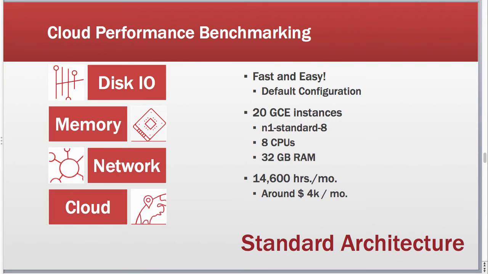So let's talk about some of the details behind our benchmark process. It was really exciting for me to see how easy this was to do. We were able to use a default configuration, no manual tuning whatsoever. We literally turned on 20 GCE standard sized instances. We used N1 standard 8s, which have 8 CPUs and 32 gigs of RAM. Running continuously, that would be nearly 15,000 hours a month, and we estimate that would be about $4,000 a month.